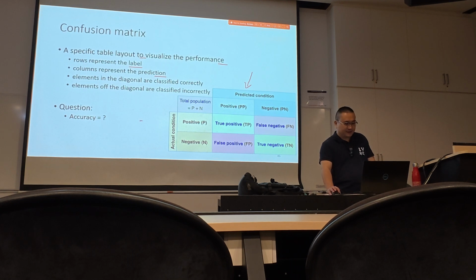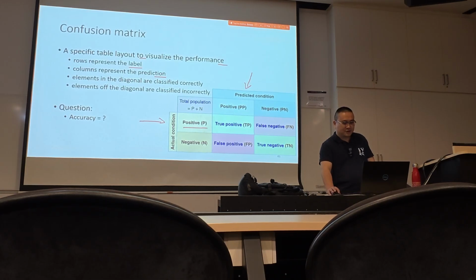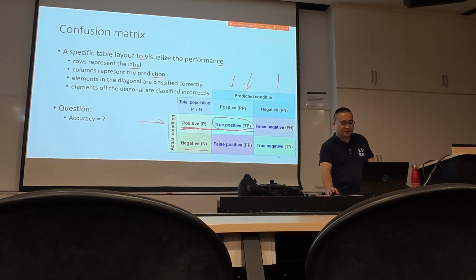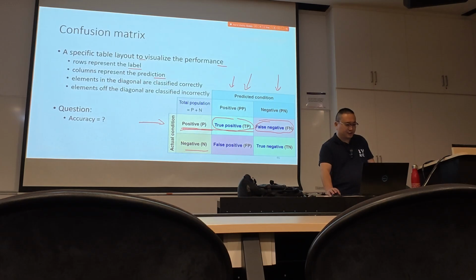For the rows, we have the actual labels of the data. For example, we have the actual positive data and actual negative data. And then for the columns, we have the prediction. That means if we look at the first row and the first column, what we are looking at is the real positive data predicted as positive. And let's look at the last column, that means real positive data predicted as negative. So this is how we look at the confusion matrix.